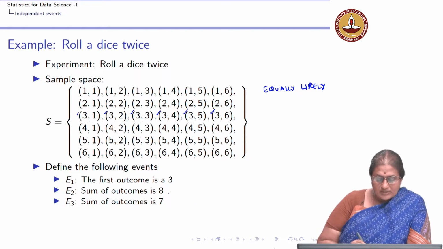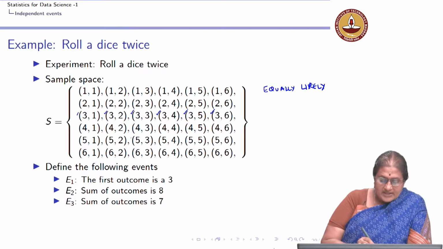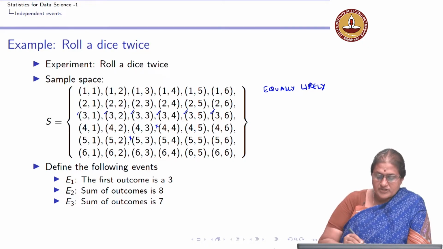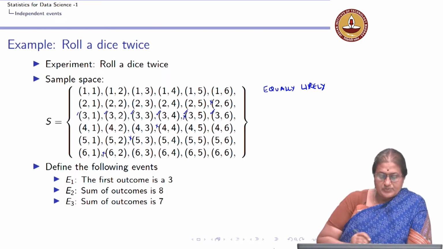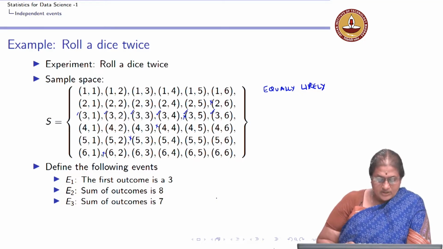E2 is the event that the sum of outcomes is 8. So, now I can see that, let me denote it by a cross, 5 plus 3, 4 plus 4, 3 plus 5, 2 plus 6 and 6 plus 2. These are the outcomes that satisfy this, and they are in this event E2.